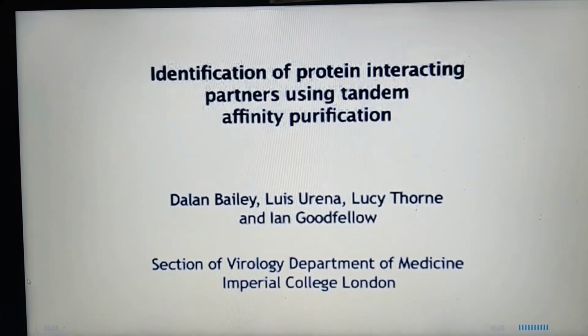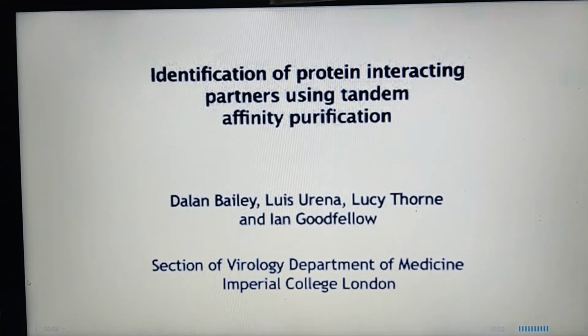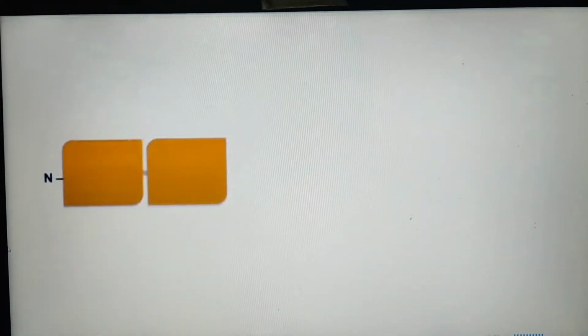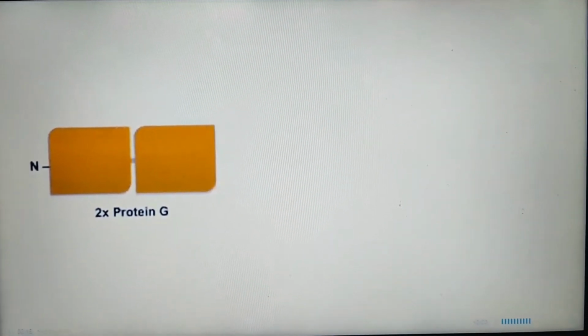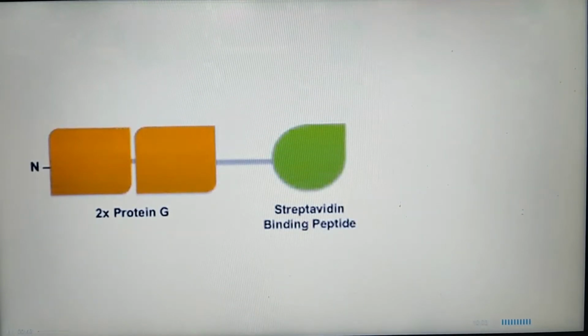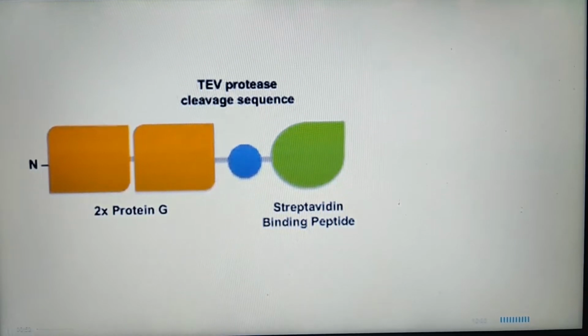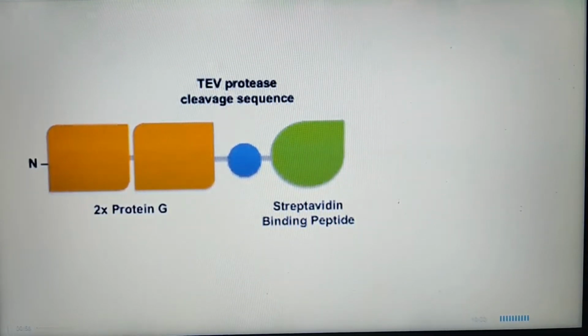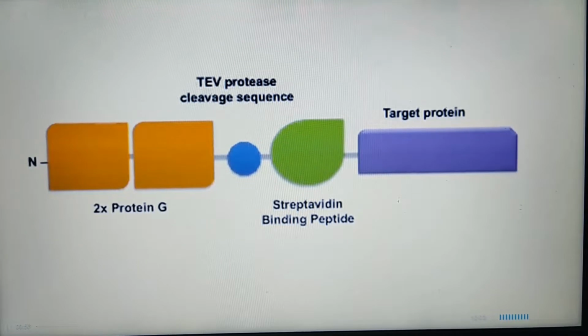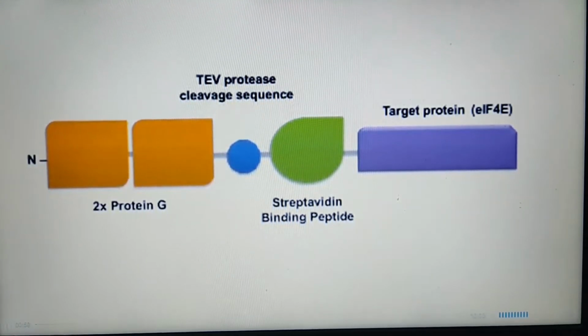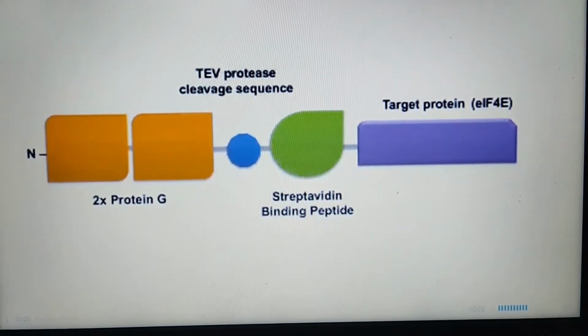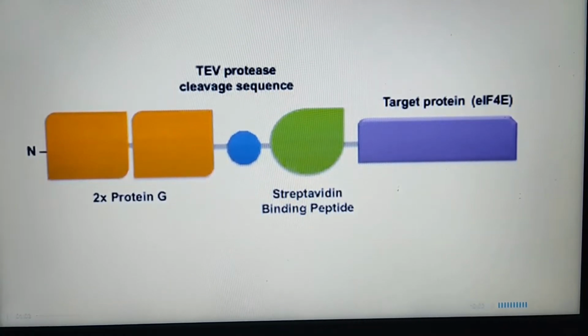The overall goal of this procedure is to use a method known as Tandem Affinity Purification to isolate protein binding partners. The TAP tag used in this study is an N-terminal tag consisting of 2 units of protein G and a streptavidin binding peptide. These are separated by a TEV protease cleavage sequence that allows specific elution. The bait protein, in this example murine EIF4E, is at the C terminus of this fusion construct.